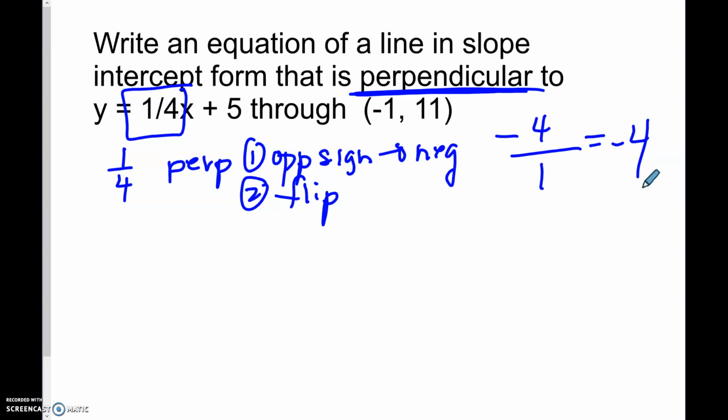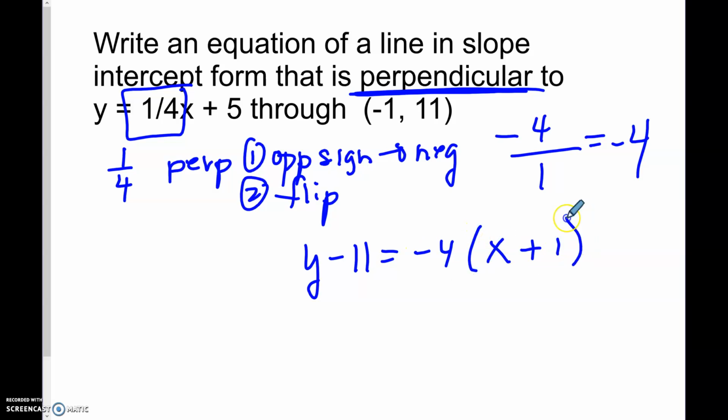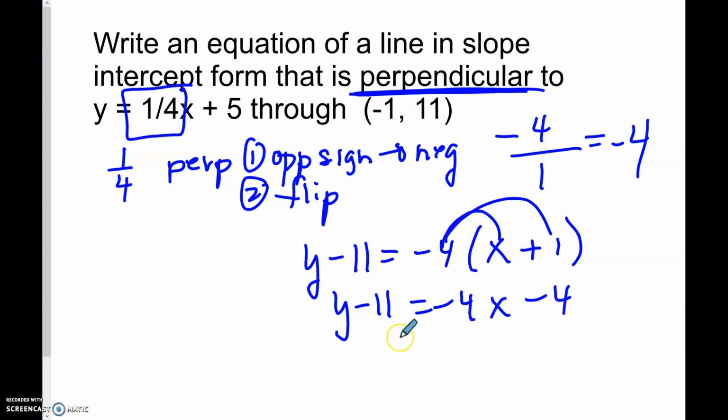All right, now we're going to put it in point slope. So I have y -11 equals -4 times x plus 1. Stop this if you need to. So y -11, distribute. So we have -4x and a -4. And now we need to add 11, add 11. So our final equation is y equals -4x plus 7.